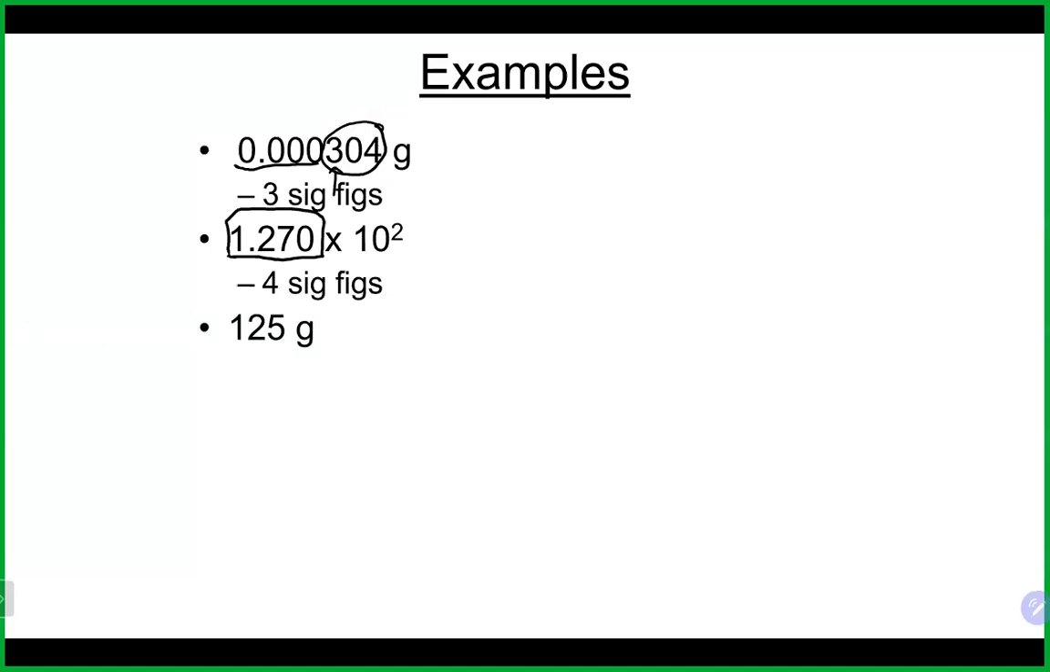This one here, we're going to go left to right. Those are all non-zeros, right? Which should give us 3 significant figures in this case. All of them would be significant. This would have how many significant figures?